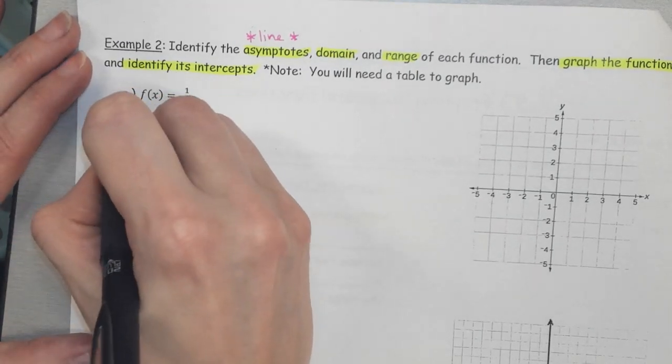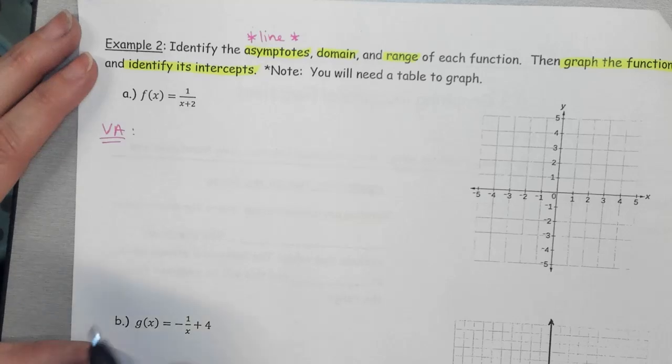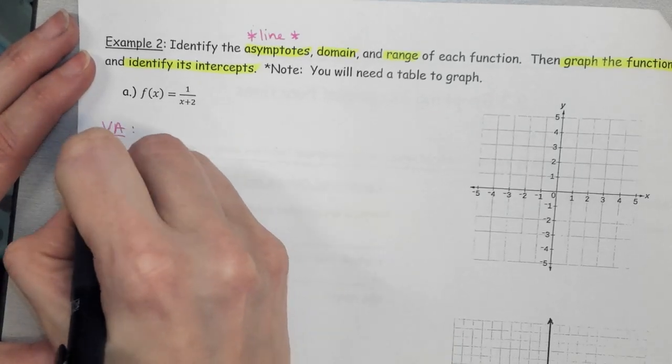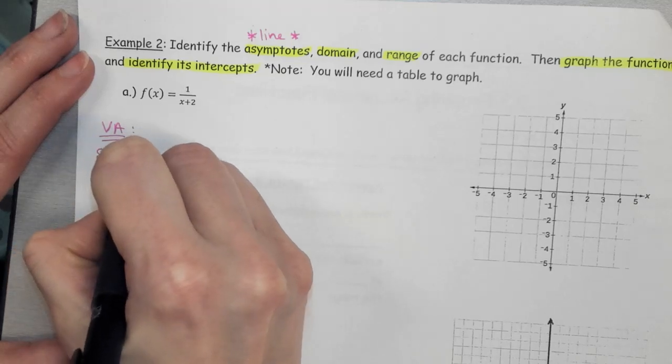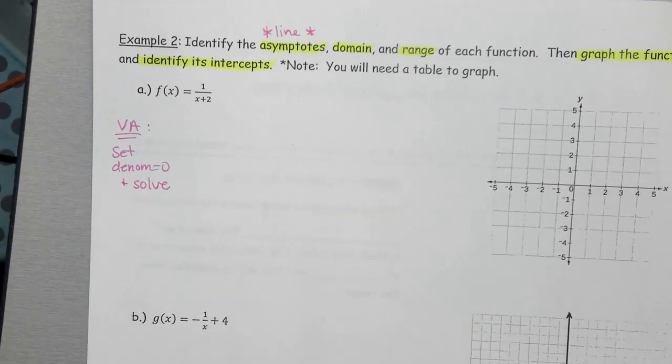So we're going to do the vertical asymptotes first. In order to find them, you just set the denominator equal to 0 and you solve.